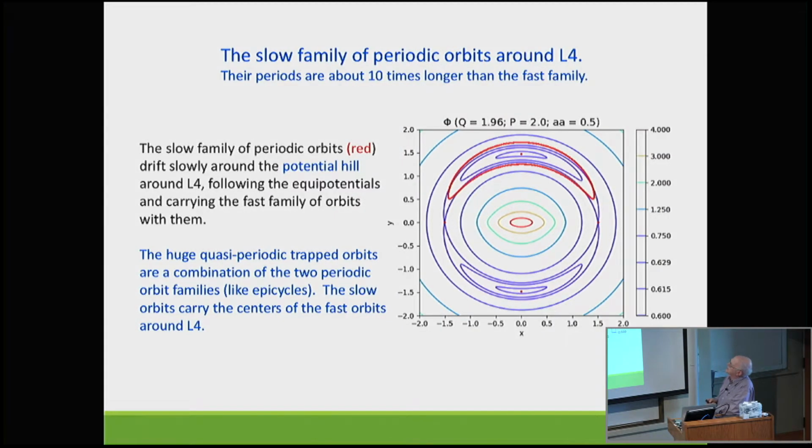I won't go into these in too much detail, but here's our potential field again. And this red thing is the largest member of this very slow family of orbits. These have a period which is about 10 times longer than the fast family of periodic orbits we were studying. And this orbit moves very slowly around this potential hill. The forces in here go inwards, so that's a hill, and then they go outwards because it's a centrifugal force. And the huge quasi-periodic orbits are a combination of these two periodic orbits, a bit like epicycles. So we can think of the slow orbit that's just going around this hill carrying with it these faster periodic orbits. And that's really how this sort of trapping works.